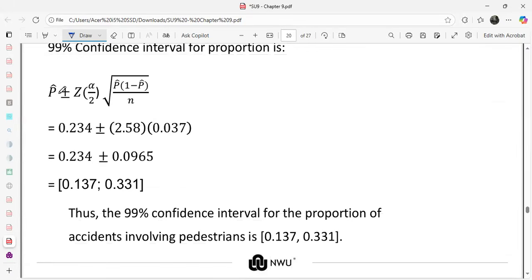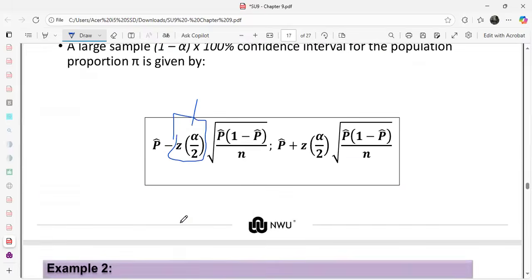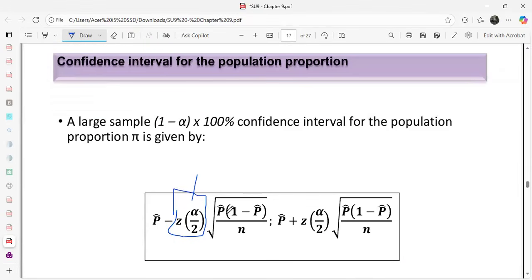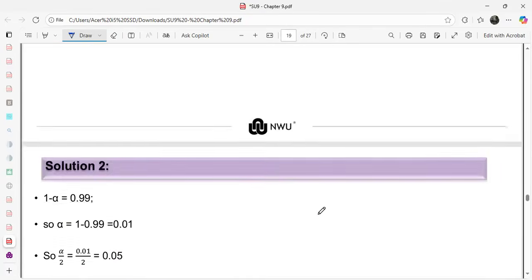You substitute. For p cap, you can use the formula that I showed you. It's the same thing, this formula. You use this one. Now you know the p cap. Where you see this part, you put 2.58, because they said 99%. You do the same thing here, and you get the answer. That's how you do it.